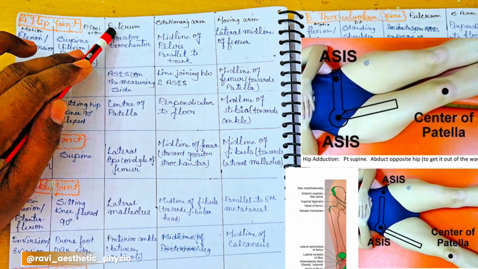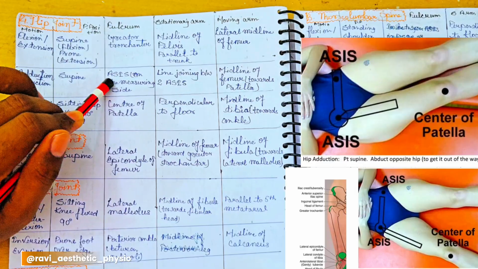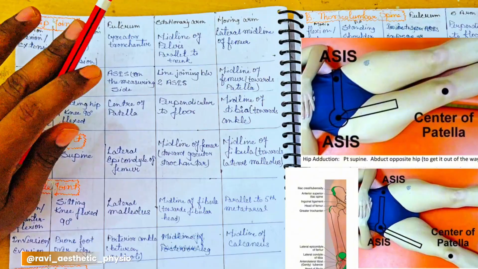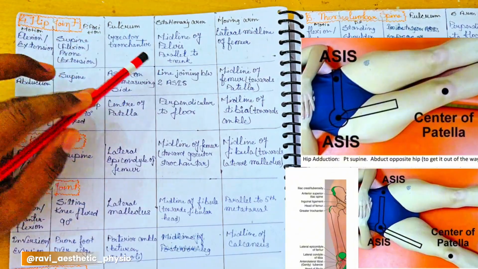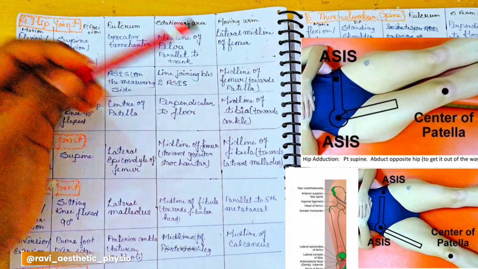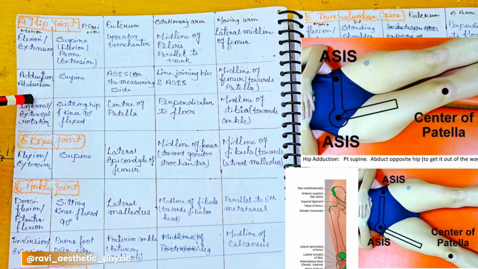supine position. The fulcrum is placed over the ASIS, which is the anterior superior iliac spine, on the measuring side, and the stationary arm is the line joining the two ASIS, and the moving arm is moved with the midline of the femur towards the patella bone. So you can measure abduction and adduction of the hip joint.